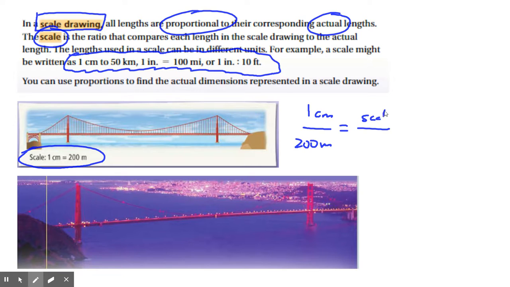So this is the length in the scale drawing, and this is going to be the actual length or height, whatever they're doing. So again, you're going to be given one of these, either the scale length and have to find the actual, or either the actual and have to find the scale. And just make sure that your scale length is in centimeters and your actual length is in meters. The units must match up left to right.